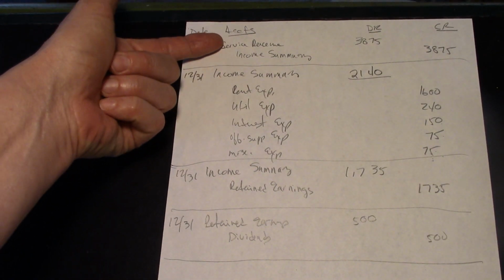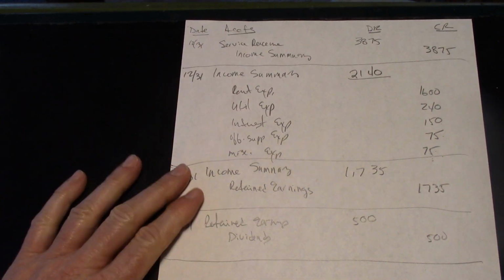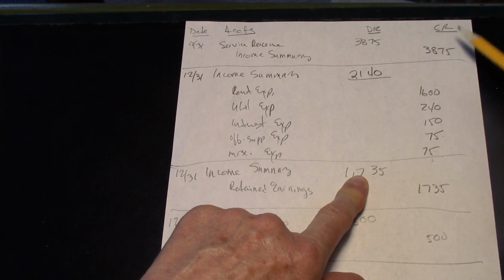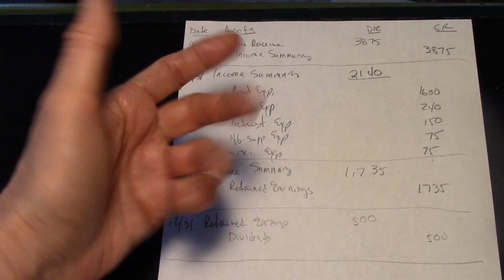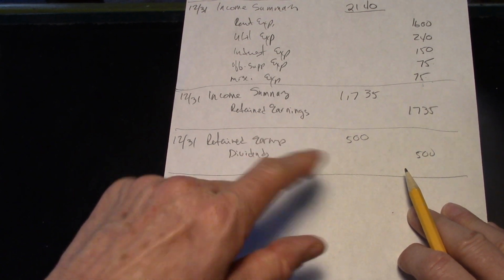We closed service revenue to income summary. We closed expenses to income summary. We closed the balance of income summary, which is nothing more than revenues minus expenses, or what we call net income. And finally, we closed dividends.